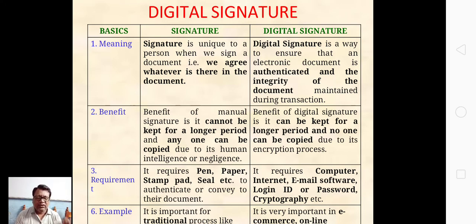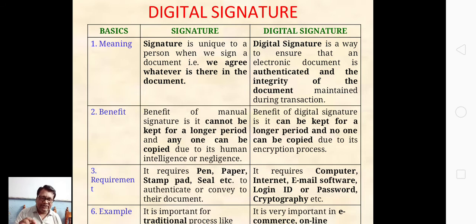First of all, you have a computer or a mobile to upload or download this particular document or access this document. Second thing is, sometimes we need internet and email software to log in or log out with the username and password. And the main thing is, to make authentication as a digital signature, we have to use cryptography.